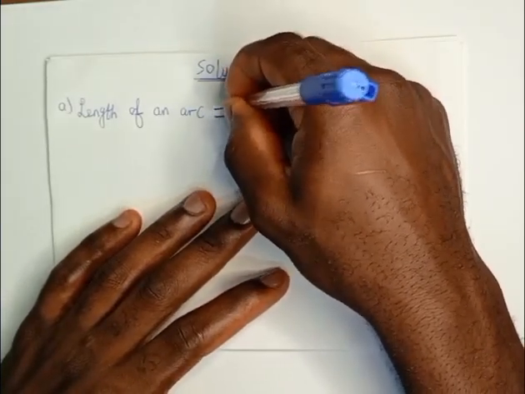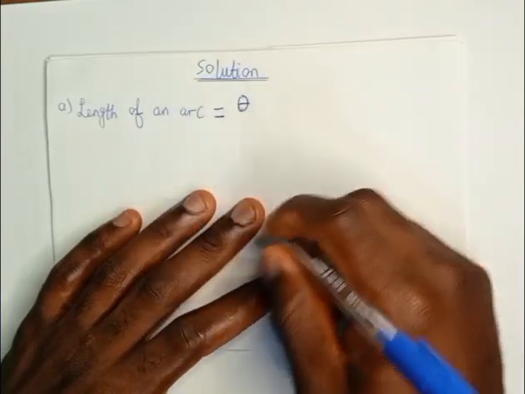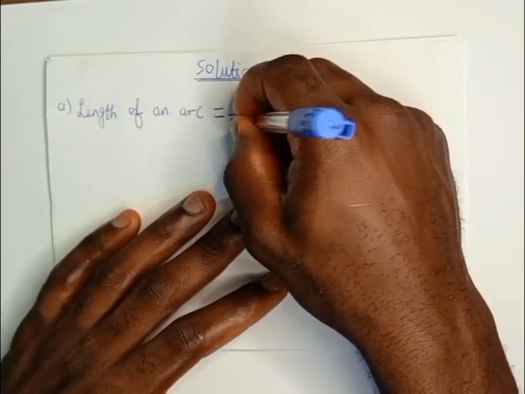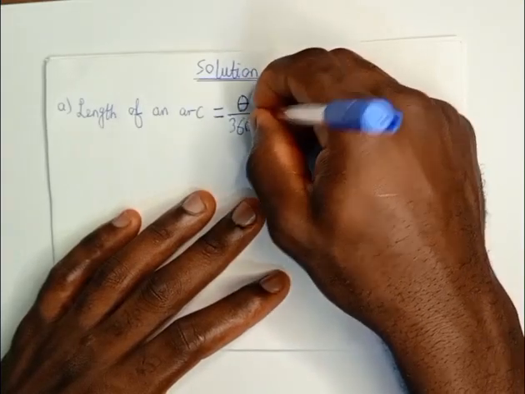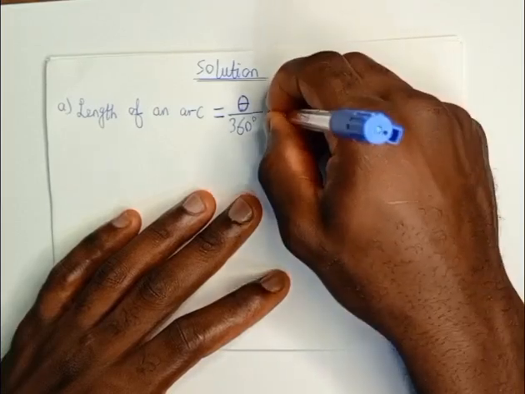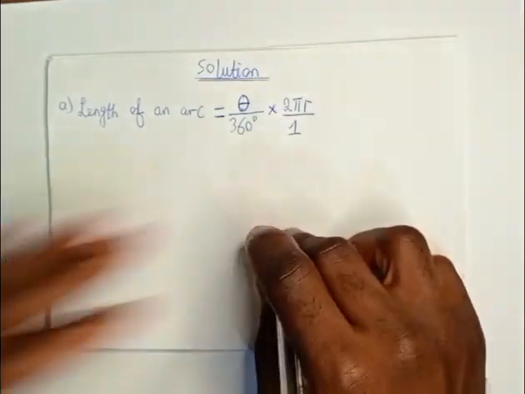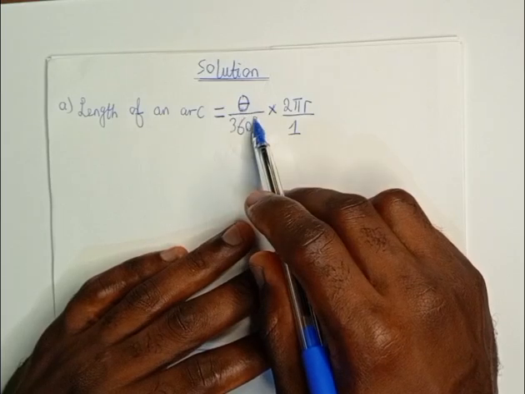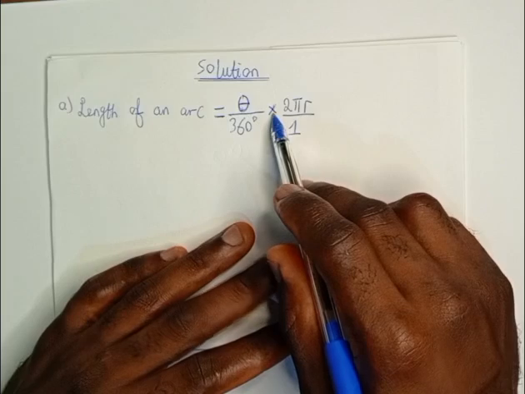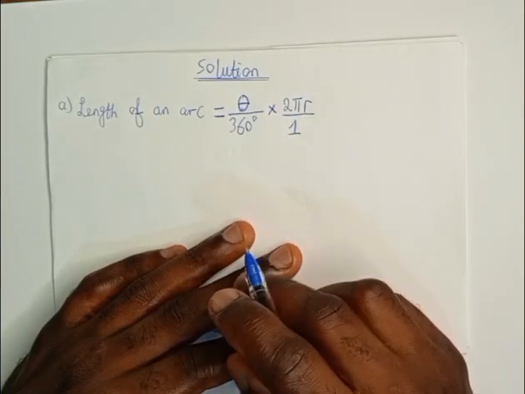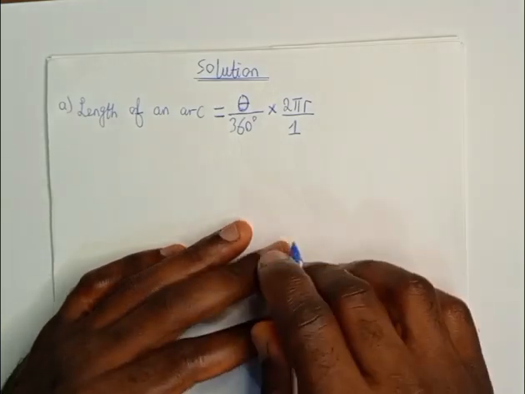Divide the angle which is being subtended at the center by 360 degrees. We multiply by 2 pi radius over 1. It's the same as saying we divide the angle subtended at the center by 360 degrees, then we multiply by pi times the diameter. Remember, 2r gives the diameter. That is another way of getting it.